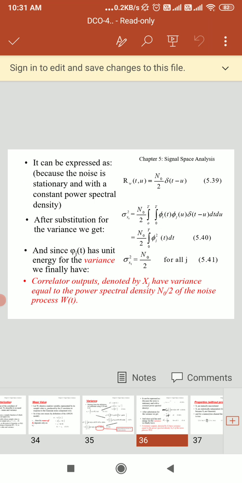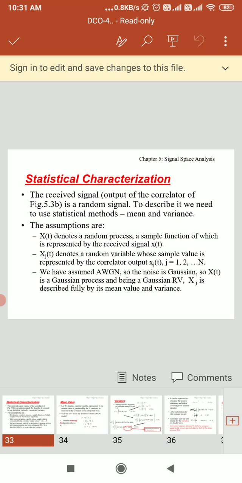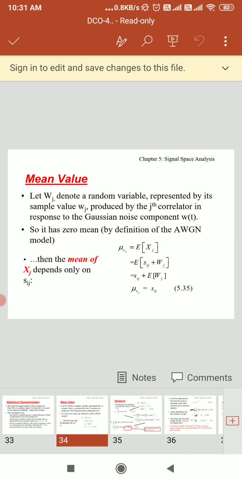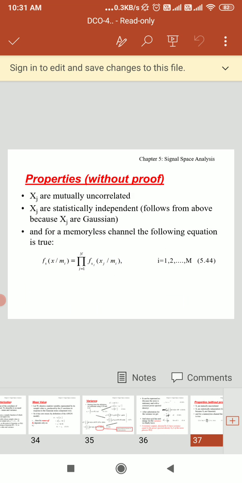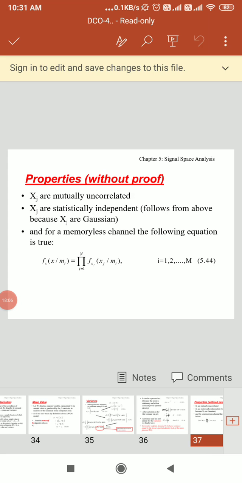When we are supposed to see about the statistical characterization, we have seen mathematical parameters like its mean and the variance. Now we can say some properties for that. Here the xj are mutually uncorrelated and statistically independent. It follows from above, because we will get xj as Gaussian. So for the memoryless channel, we will get the following equations.